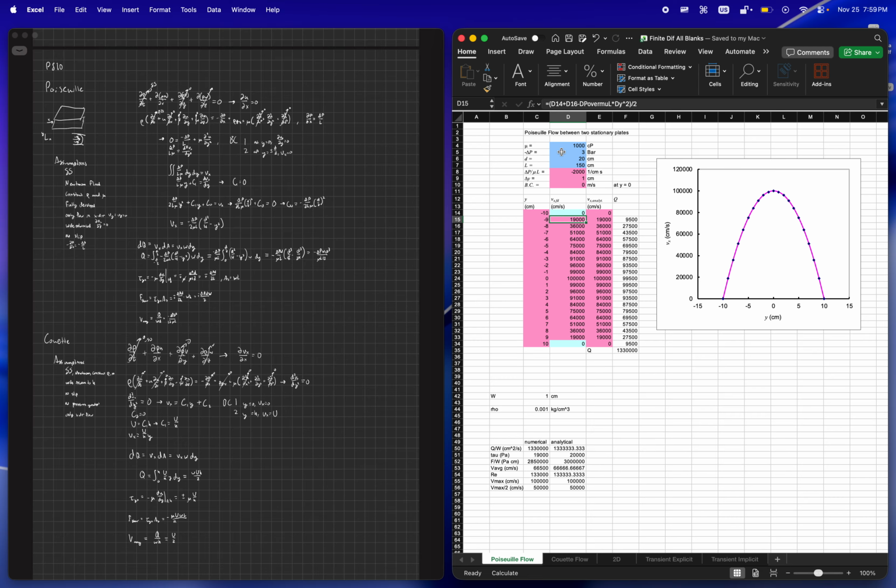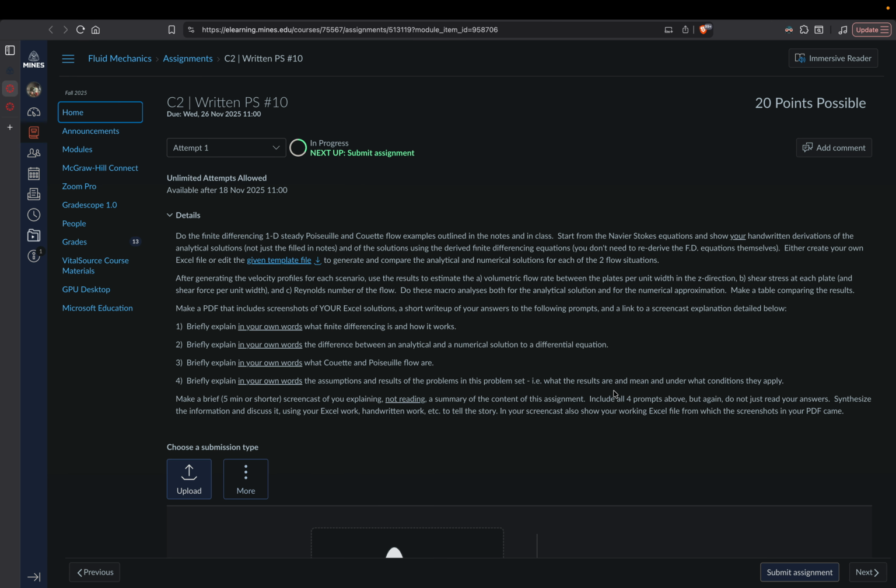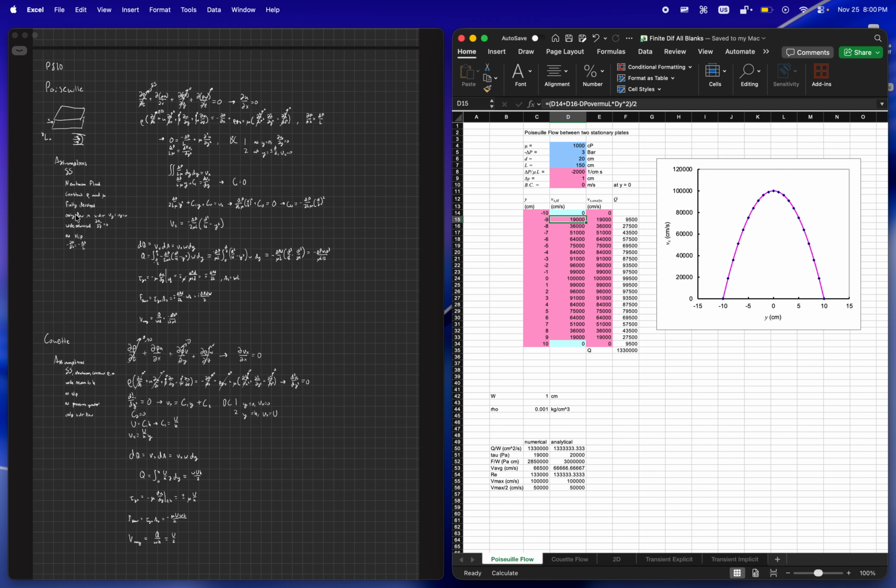So for Poiseuille flow, it's pressure-driven flow between two plates from a pressure gradient. Here's my solution, and here are my assumptions. These are standard assumptions for Poiseuille flow: steady state, Newtonian, constant density and viscosity. Those are pretty standard. Fully developed, that'll give us a boundary condition. Only flow in the x direction.